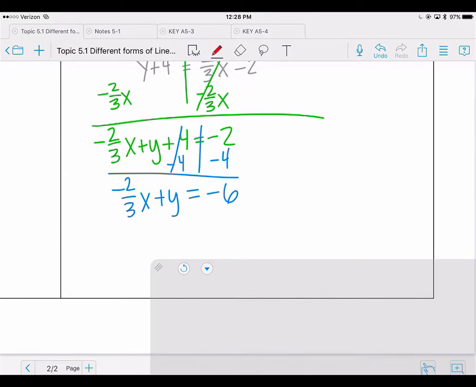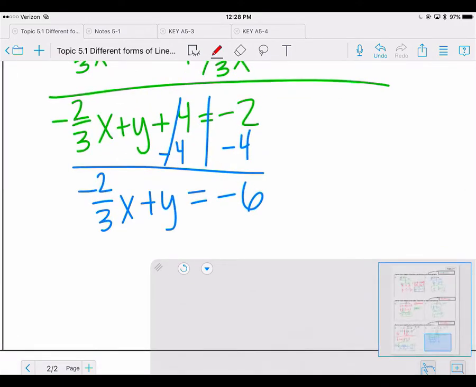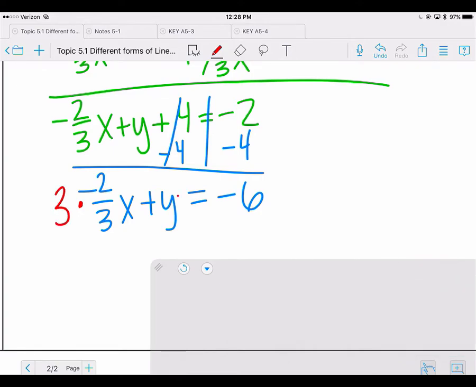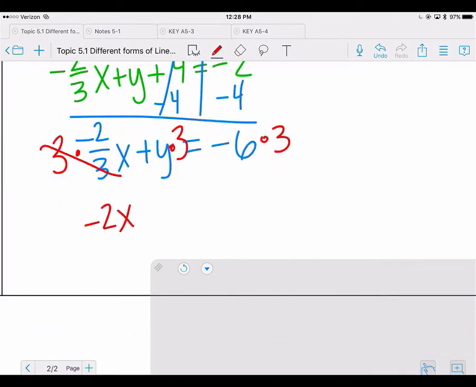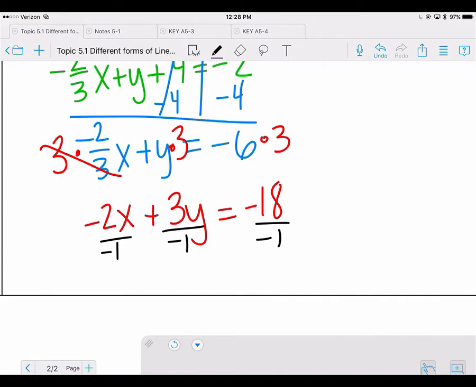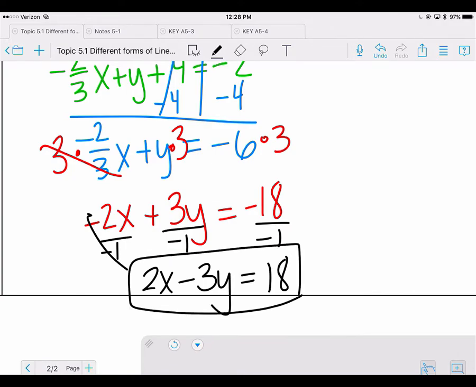Now again, can't have fractions, so we need to multiply everything by the denominator of 3. So the 3's cancel. I have negative 2x. 3 times y is 3y. And then negative 6 times 3 is negative 18. X and y have to be on the same side. Check. Can't have fractions. Check. A has to be positive. Ooh. In order to get rid of a negative, we divide every piece by negative 1. So 2x minus 3y equals a positive 18 would be my answer.